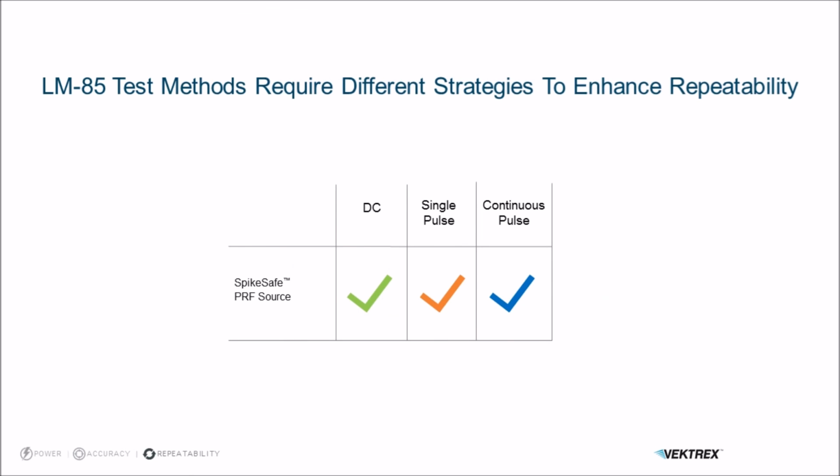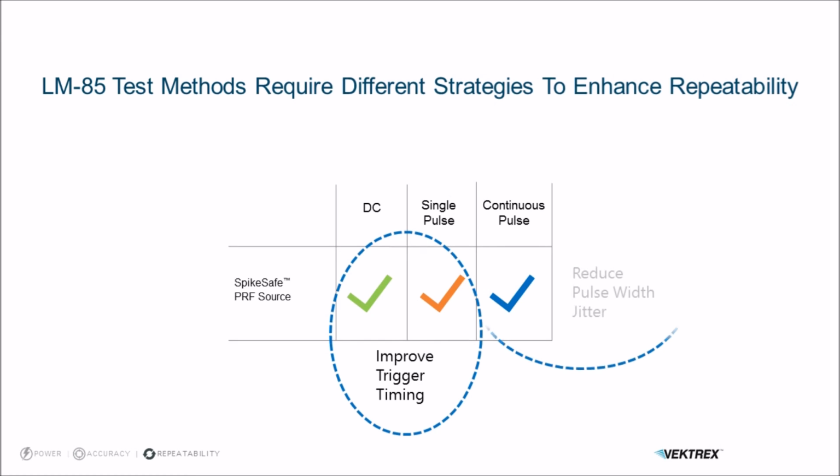So to summarize, with the LM85 test methods, you need 2 different schemes to reduce your errors and improve your repeatability. For DC and single pulse, improve your trigger timing. For continuous pulse, reduce your pulse width jitter.